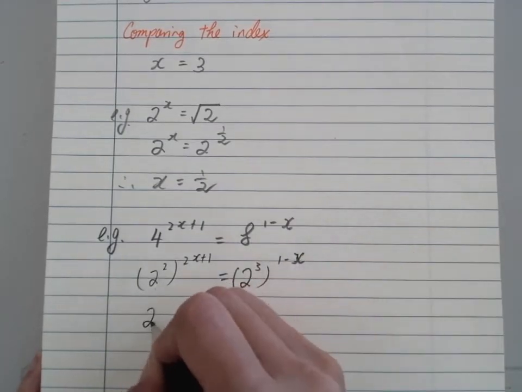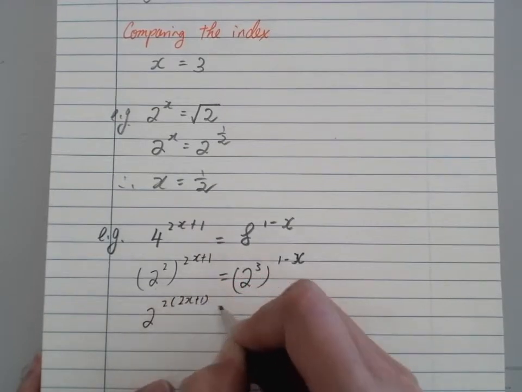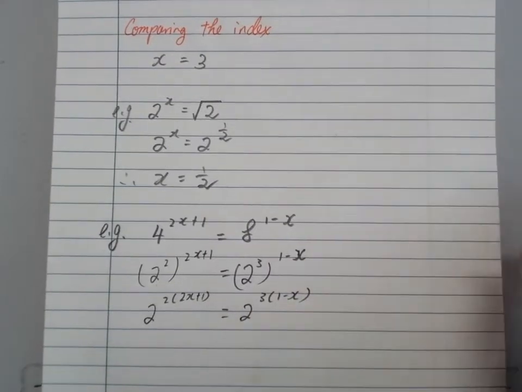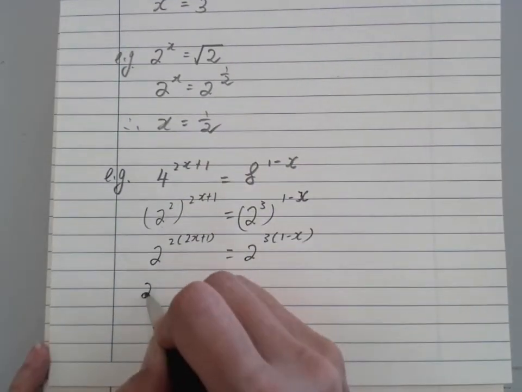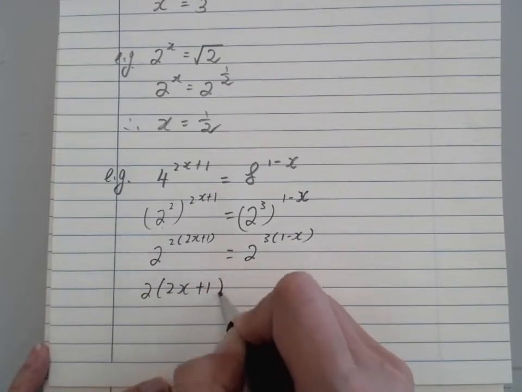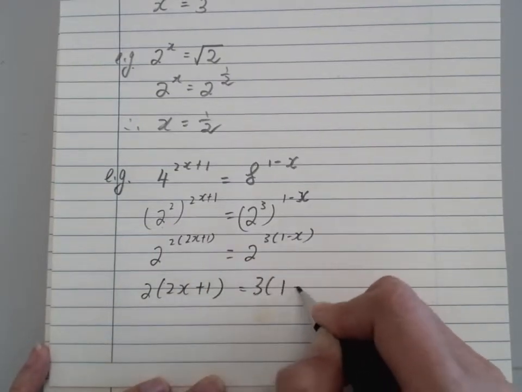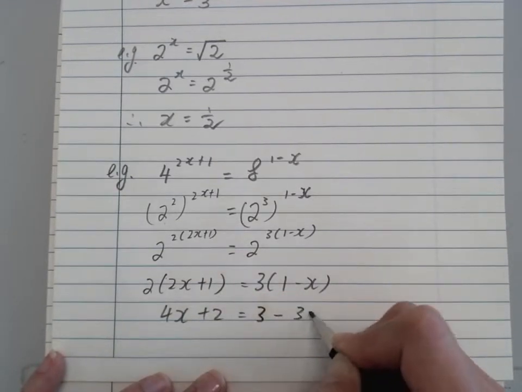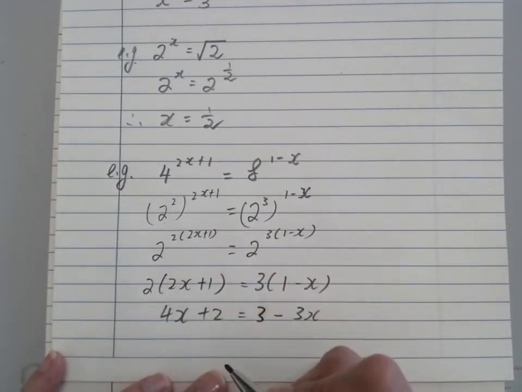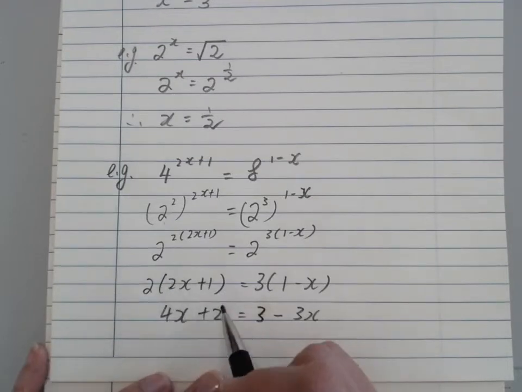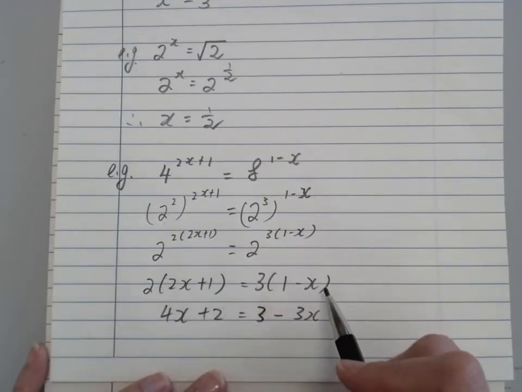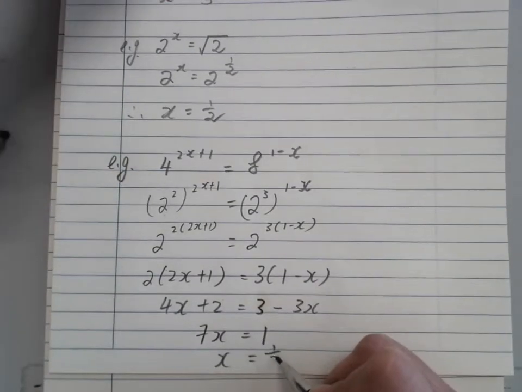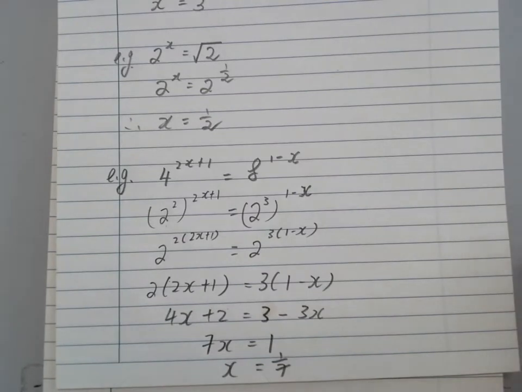By index law, we have 2 to the power 2 times (2x+1) equals 2 to the power 3 times (1-x), so it's multiplied. Now I compare the index, so we have 2(2x+1) = 3(1-x). So we have 4x + 2 = 3 - 3x. Throw everything on one side. So 7x = 1, x = 1/7. And there we go.